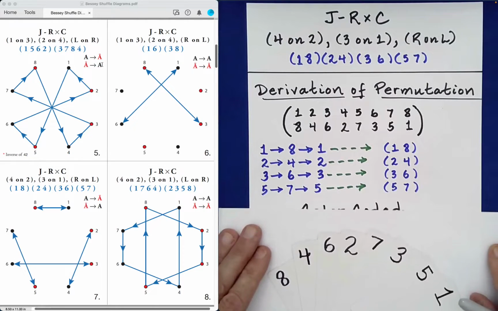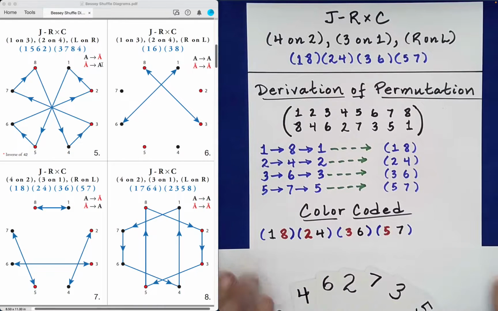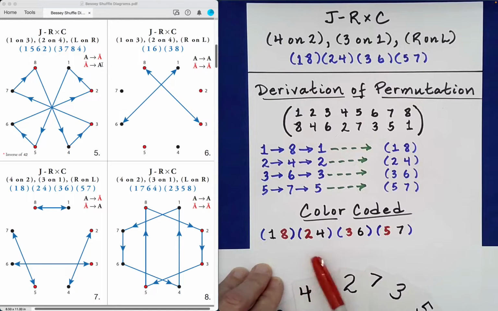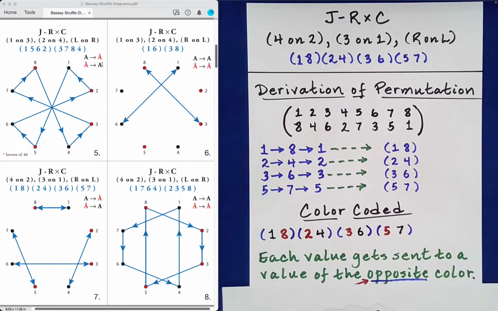Okay, so what happens with the color coding here? Did inversion occur, or did we just preserve these sets A and A complement? Well, inversion did occur, right? Because remember, 1, 4, 6, 7 are designated as members of the set A and are color-coded black. Position values 2, 3, 5, 8 are members of the complement of A and are color-coded red. So this truly is an inversion. Each value gets sent to a value of the opposite color.